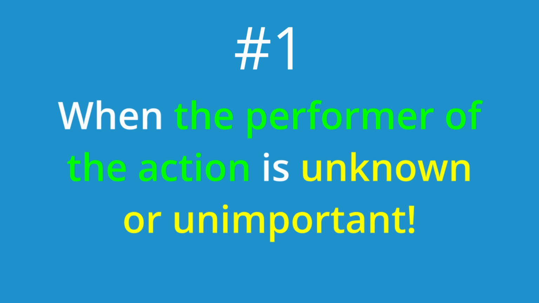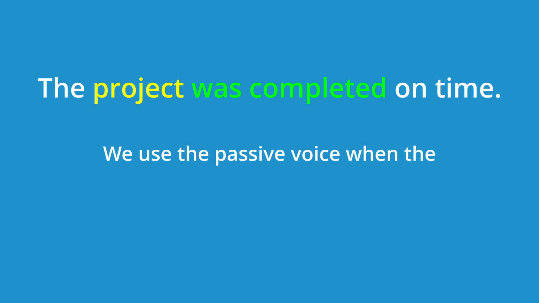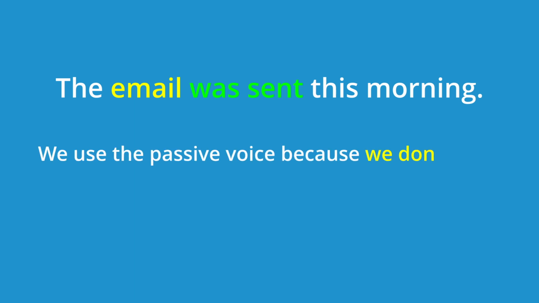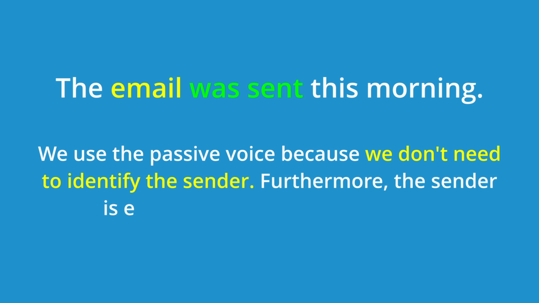We use the passive voice when the performer of the action is unknown or unimportant. For example, the project was completed on time. We use the passive voice in this sentence because we may not know who completed the project or it is not important to know. Let's look at another example. The email was sent this morning. We use passive voice in this sentence because we don't need to identify the sender. Furthermore, the sender is either not known or unimportant.